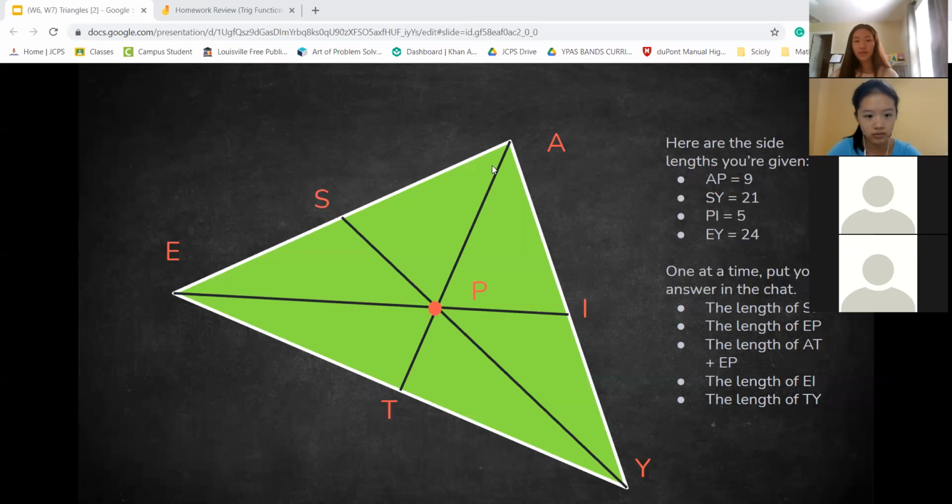I can label this on here. So AP is this one, it's 9. SY is the long one, and that is 21. So this whole thing is 21. PI is 5, and then EY, which is the side length, is 24.